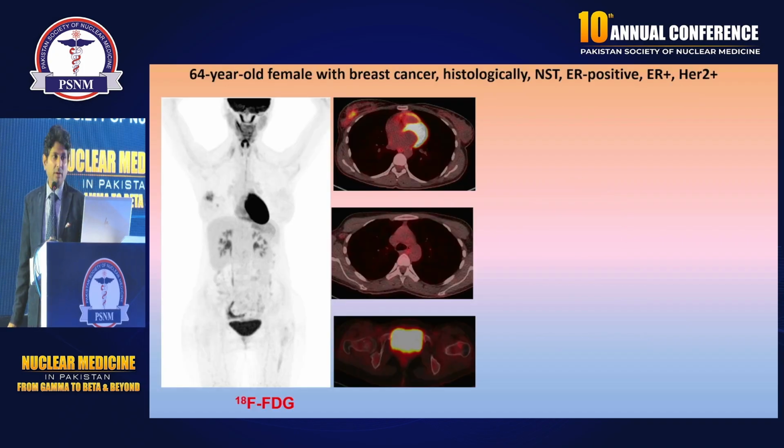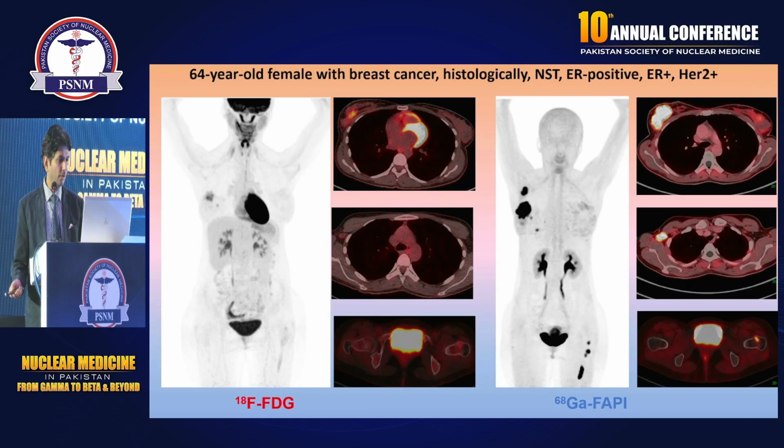Here is one example from my cancer center. This is a 65-year-old female with breast cancer, no special type. On FDG, you can see there is some heterogeneous uptake in the right breast mass, and there is very minimal uptake in the right axilla. You will commonly see this in every patient you do an FDG for, for any tumor.